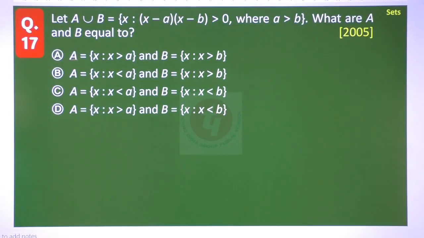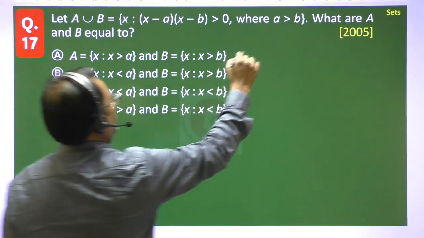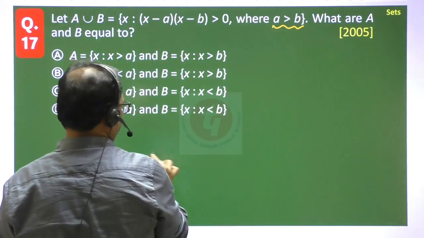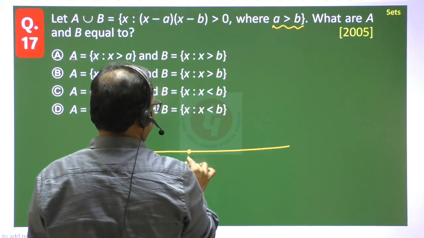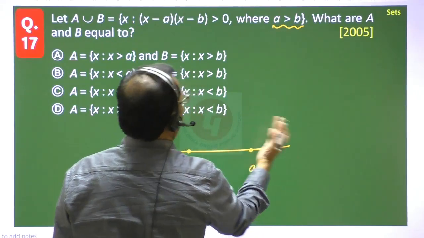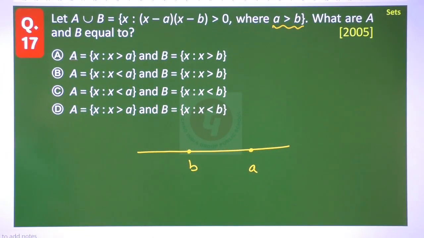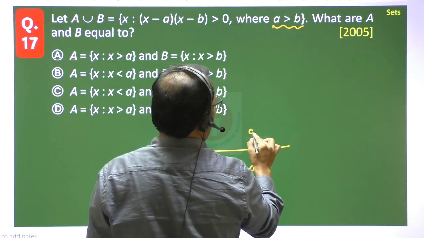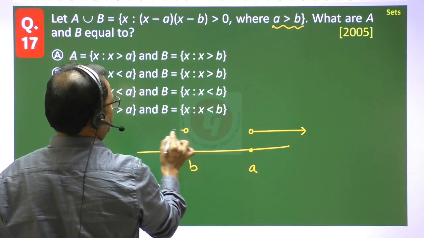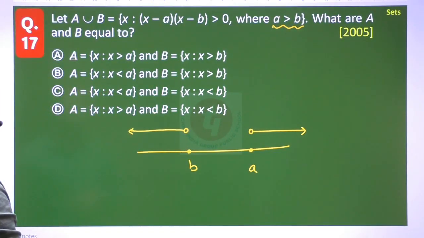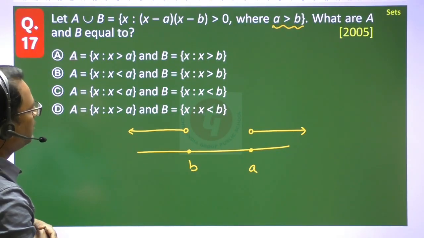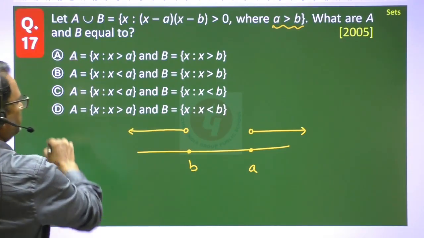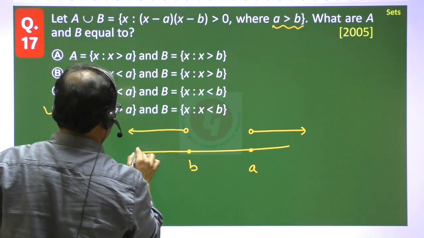Coming to this part, A union B is the set of all x such that (x minus A) into (x minus B) is positive and A is bigger than B. Suppose this is B and this is A, so A is on the right of B. That's why A is bigger than B. Since we are dealing with the more than sign, x should lie on the right side of A or the left side of B. This will be the value of x. See the options: x is less than B and more than A. Option D is the correct choice.